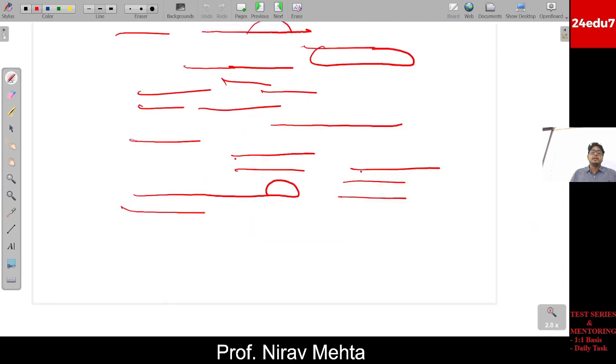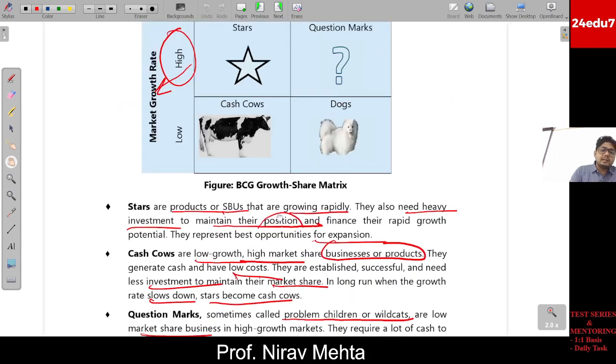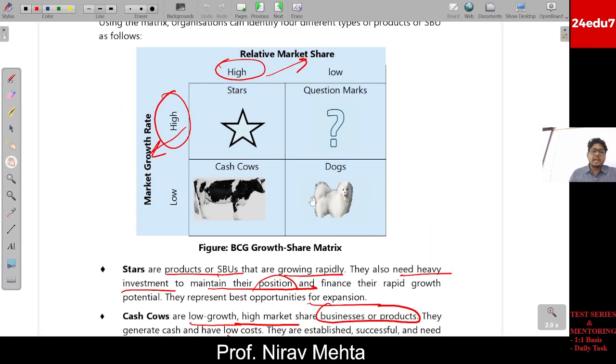Now my big question. Sir, why are the names like this? Star, question mark, cash cow, dog. See, I am telling you. Star means what? In our India, we say he is a star. Right now, that particular hero's movie got success. It means right now he is in the market's trend. Whenever the star is in your favor, do whatever you want, because luck is in your favor.